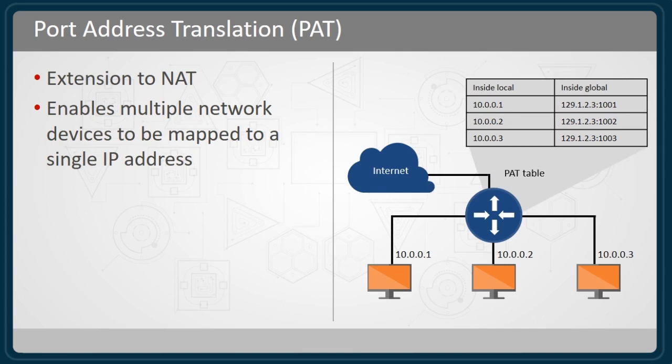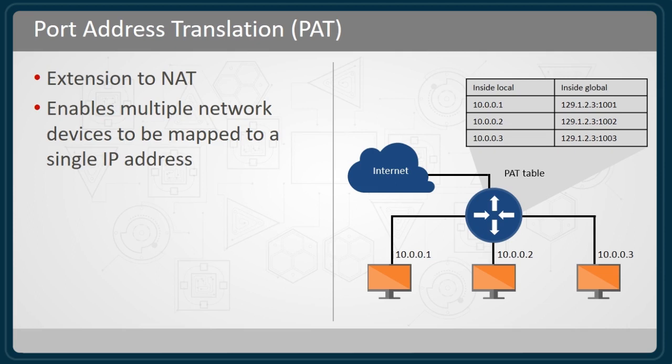Now, PAT is Port Address Translation, and this is an extension to NAT, and it enables multiple network devices to be mapped to a single IP address. Now, I'm just going to give you a fairly common example to help illustrate this. If I'm a network administrator, I might very often need access to my servers from outside of the environment, when I'm home, when I'm traveling. So for all intents and purposes, in those situations, I am on the internet. From my perspective, the only IP address that is visible to me is the public address, in this case, 129.123.